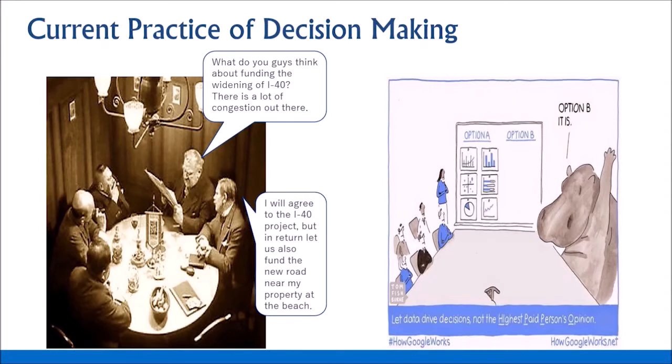Decision making is limited to certain individuals, usually politicians, gathered around a small table, usually with drinks or alcohol, in a small room. Typical conversation is what is shown. Another decision-making style is shown on the right, whereby a hippo, or the highest paid person's opinion, is making all the decisions by himself, without taking into consideration other alternatives or options which are supported by data. So, as the slides show, let data drive decisions, not the hippo.